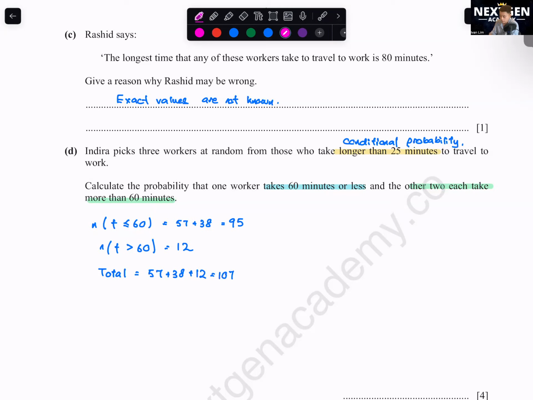I have one of them from here, one worker, and 2 of them from here. I'm going to select them. We also need to know that I can select this group first, then this group, then this group, or the order can change. I can select this group first, this group again, then this group. Or I can select this group, second group, first group, then second group again. So there are 3 different variations.